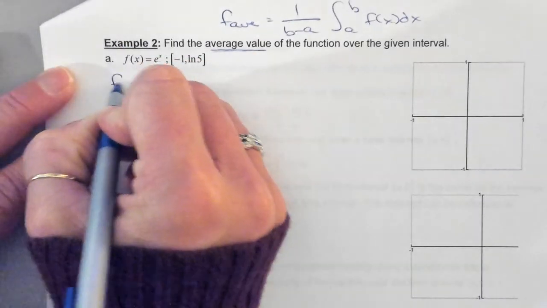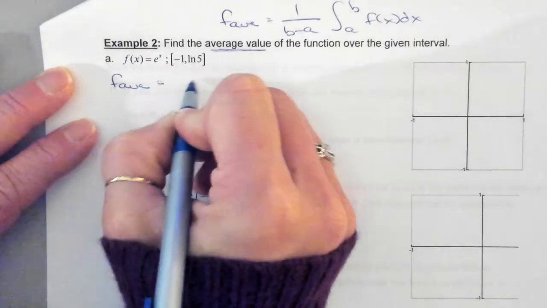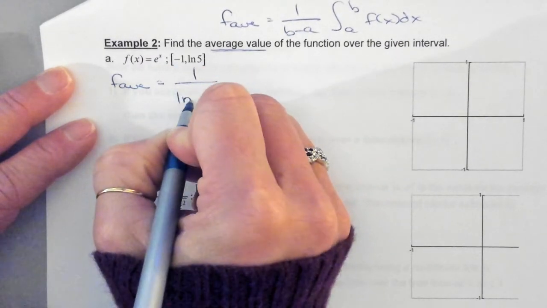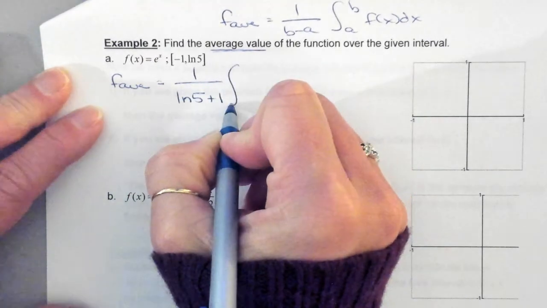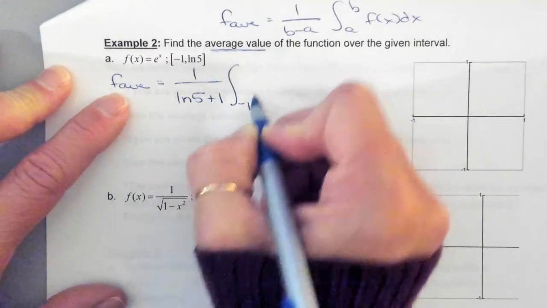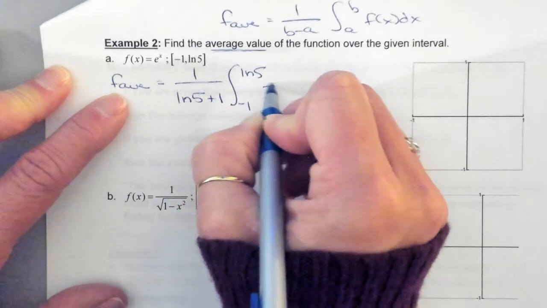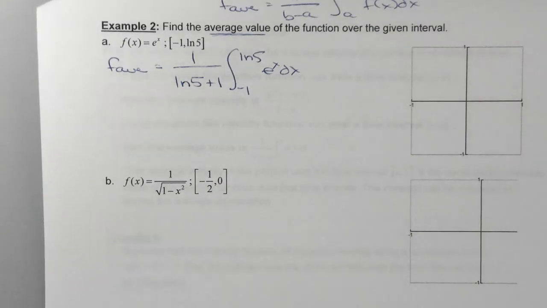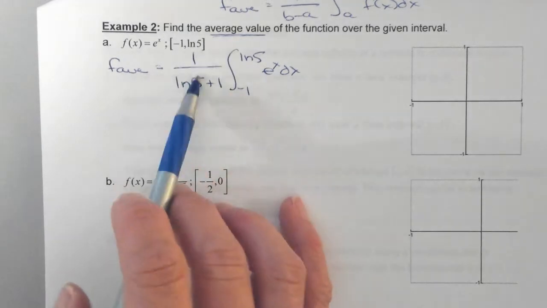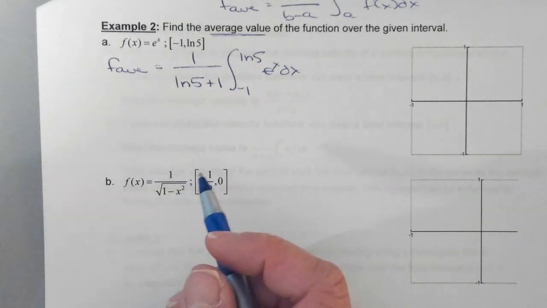So our average value is equal to 1 over the natural log of 5 minus a negative 1, which becomes plus, times the integral from negative 1 to the natural log of 5 of e to the x dx. Now, before people even think about it, they go into full-on panic mode. I don't know what the natural log of 5 is. I don't either. But can you integrate e to the x? Sure you can. Do you know what this is? No? So guess what? You just leave it as a fraction.